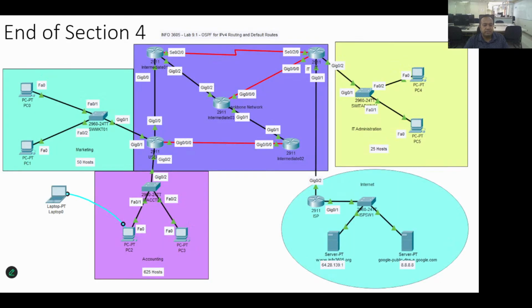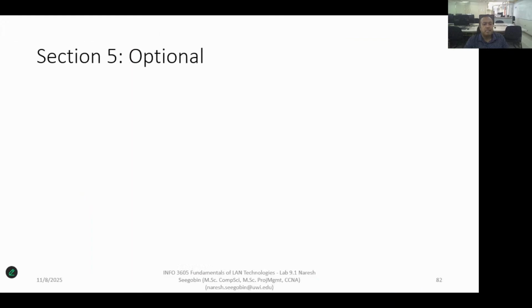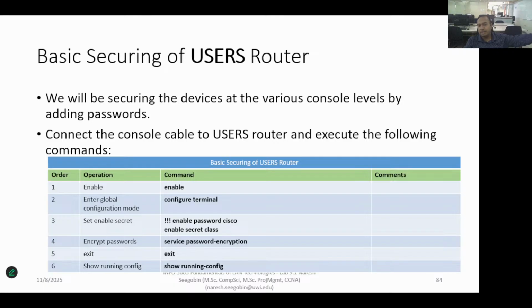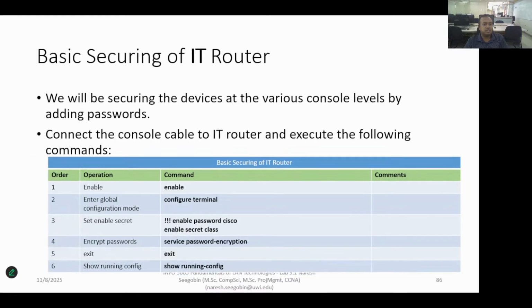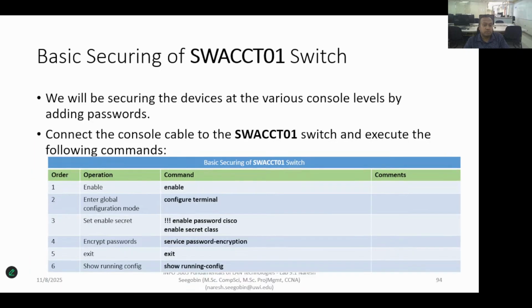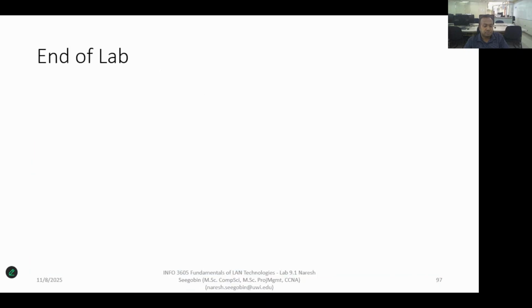End of section 5, so we're good here. Optional, secure network router, not required, and just for you to know, not required in any group projects or labs or anything like that. You're good here. So this is optional. And switches as well you could do. End of lab. And we're done.